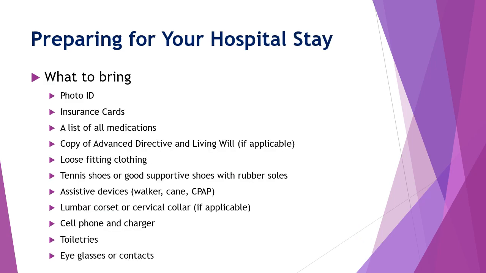Preparing for your hospital stay. What to bring with you: a photo ID, your insurance cards, a list of all of your current medications, a copy of Advance Directive and Living Will if applicable, loose-fitting clothing, tennis shoes or a good supportive shoe with rubber soles, assistive devices such as a cane, walker, or CPAP if applicable, lumbar corset or cervical collar, cell phone and charger, toiletries, eyeglasses, and/or contacts.